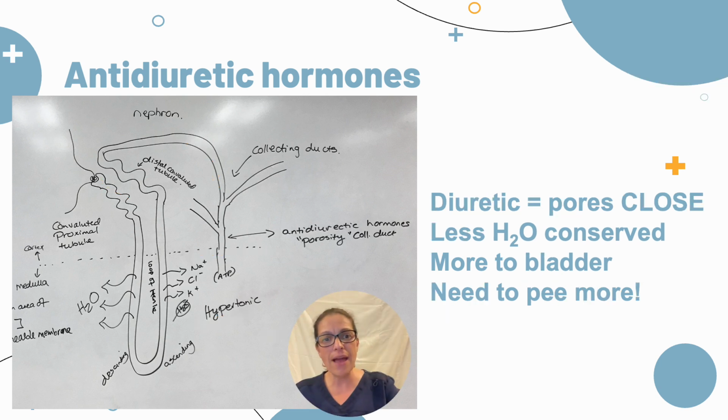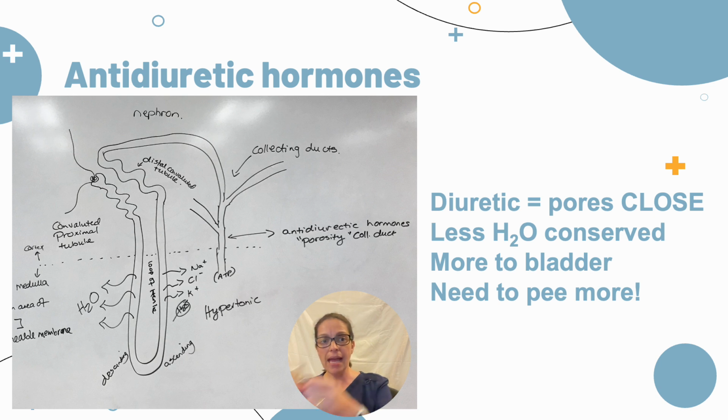But you also have something called a diuretic. This is going to close the pores. So if the pores are closed, there's no holes that are open, then no water is going to be extracted out into the medulla, and more of it is going to travel down that collecting duct into your bladder, which is going to fill it up quicker, and it's going to make you need to pee more, right? So less water is conserved, more is going to be excreted from the body.